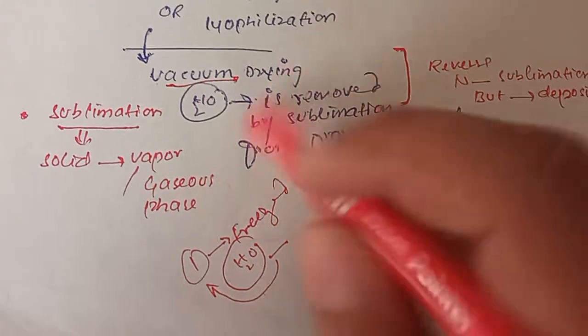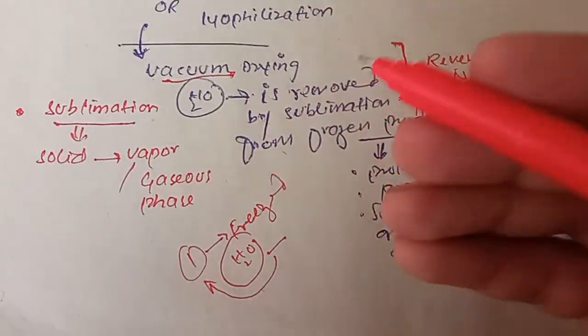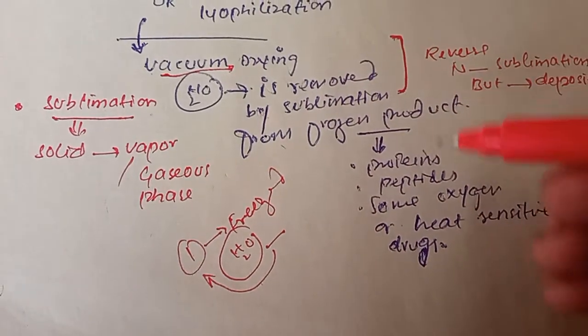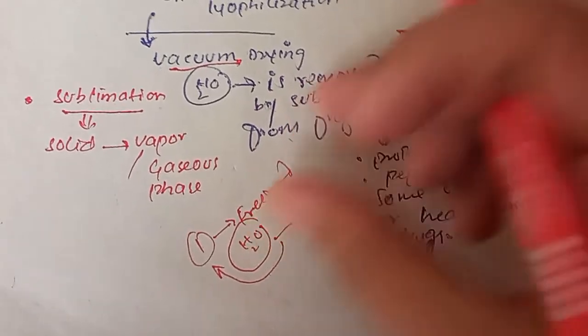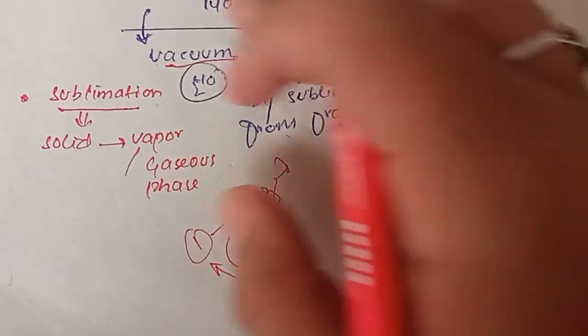So what will happen there? Water will be removed. So if water is removed from something, that thing is becoming what? That thing is becoming dry. So freeze drying is when you freeze something, then you dry it. This is called freeze drying. Now how does this happen actually?